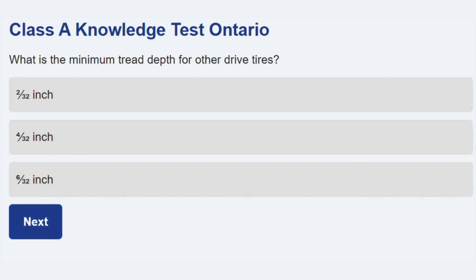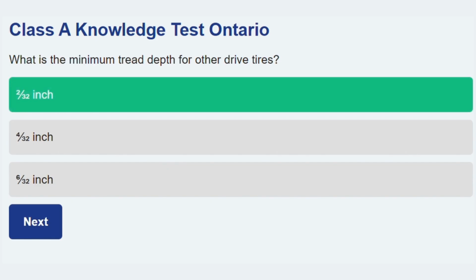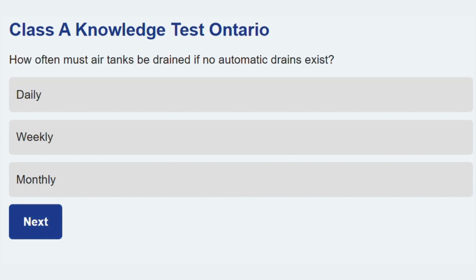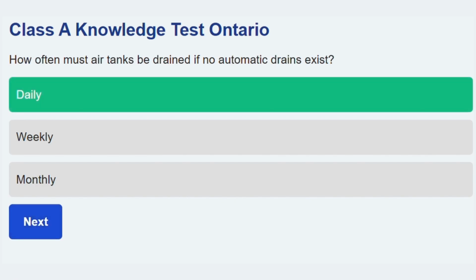On to this. What is the minimum tread depth for other drive tires? 2/30 inch. Ensures sufficient grip and water evacuation. Next up, how often must air tanks be drained if no automatic drains exist? Daily. Removing moisture prevents corrosion and freezing.